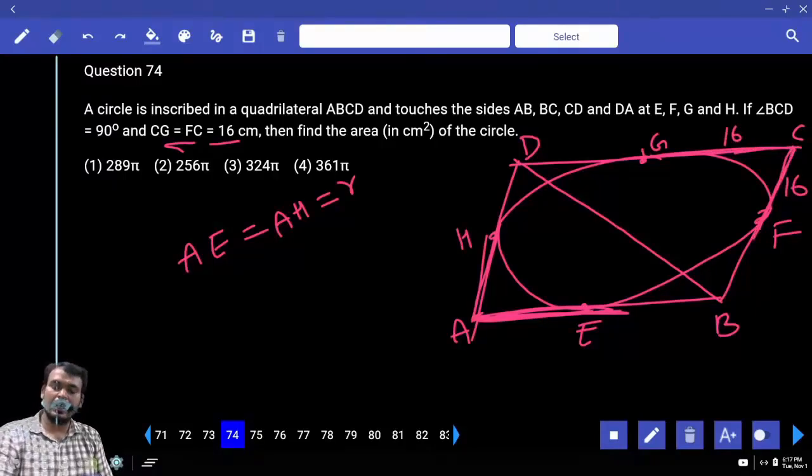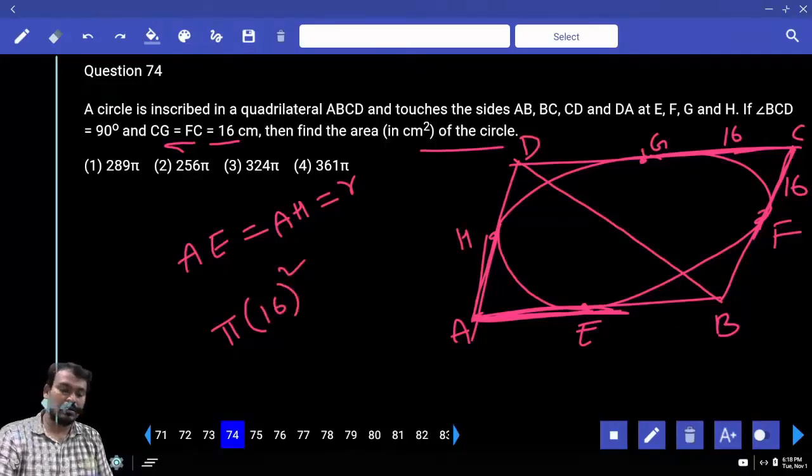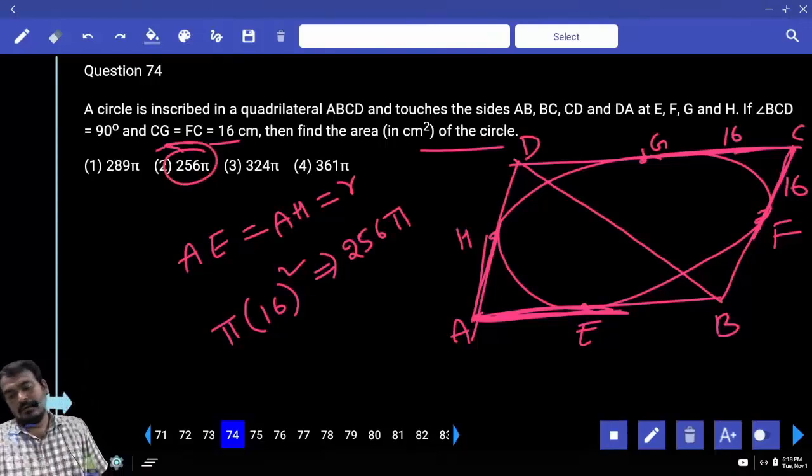What is the question here? Area of the circle. What is the circle area? Pi r square. Then we write pi into, what is the radius value? 16. Then we write 16 square. What is 16 square? 256. So the answer is 256 pi. CG and CF are equal, and it is also equal to the radius value.